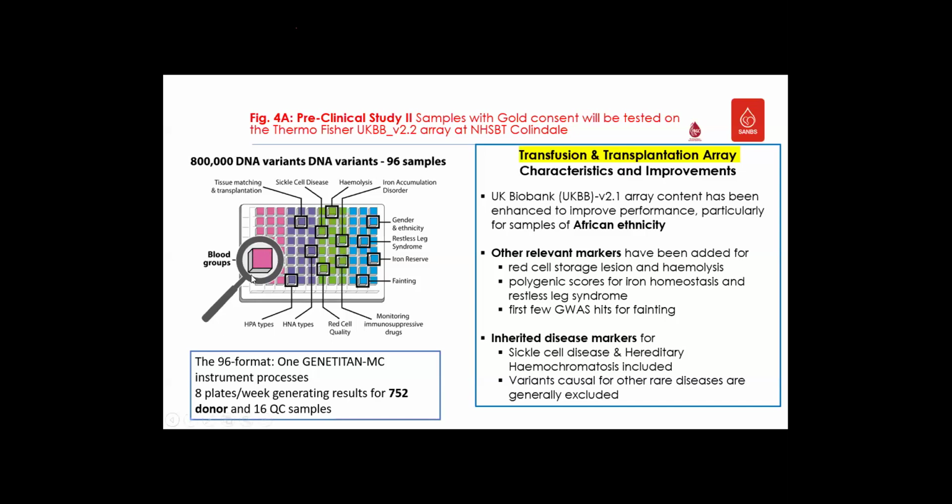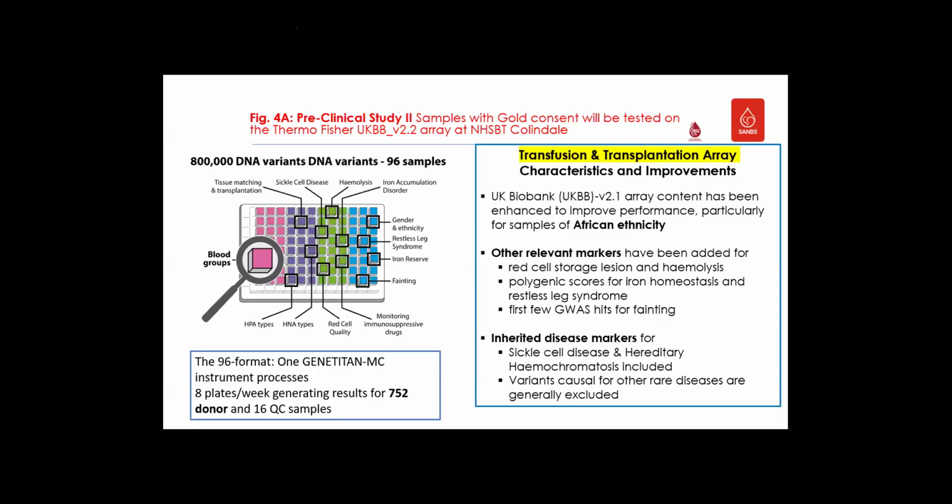That is sort of at a first view, but this array has actually been extended to add other DNA variants that are relevant for transfusion purposes. There's, for example, a marker for sickle cell disease, for hemolysis, iron accumulation, even things like restless leg syndrome, iron reserves, fainting. Many of these are not fully optimized, but this is sort of what a transfusion transplantation array will look like.